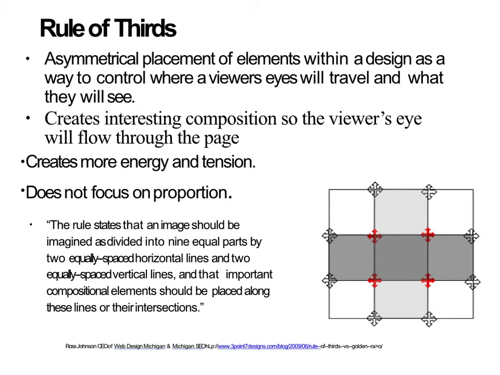If you remember back to our earlier PowerPoint about the rule of thirds, asymmetrical balance of elements within a design is a way to control where the viewer's eyes will travel and what they will see. You want to create an interesting composition so that the viewer's eye will flow throughout the page. So if we're creating asymmetrical balance, you want to create energy and tension. We're thinking about using those rule of thirds points, right? When we divide the composition into nine equal parts, you're thinking about putting some of your asymmetrical focal points along those rule of thirds to help balance the composition.